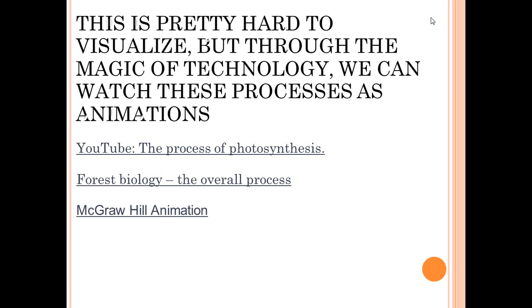Since this is kind of hard to visualize, but we do have the magic of technology, we can watch these processes as animations. The only one I'm going to show you is the first one because it's the most basic. These two get pretty heavy into the more complex chemistry. If you'd like to see those, however, by all means let me know and I will send you the links.